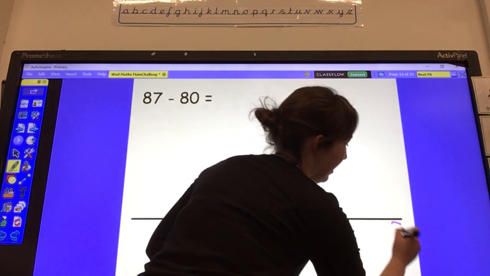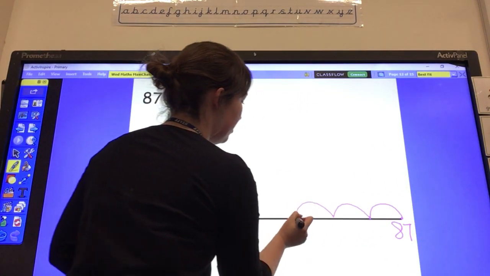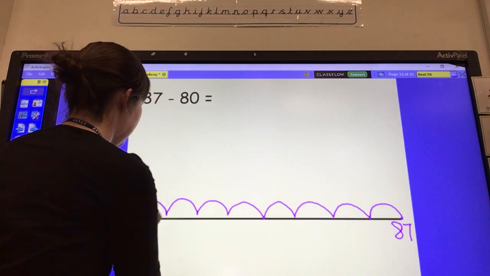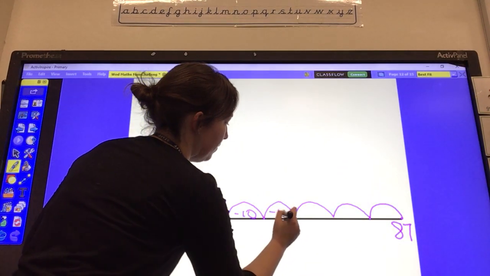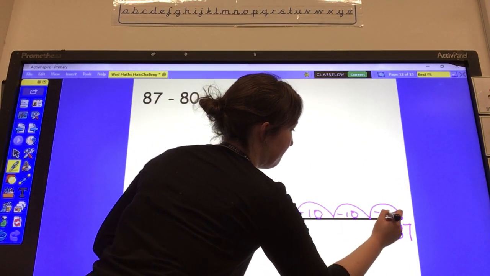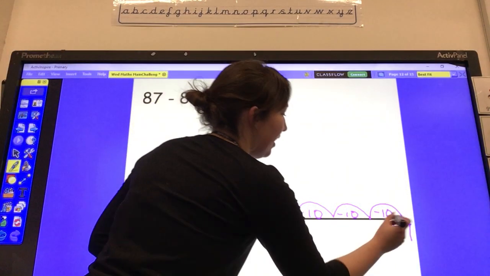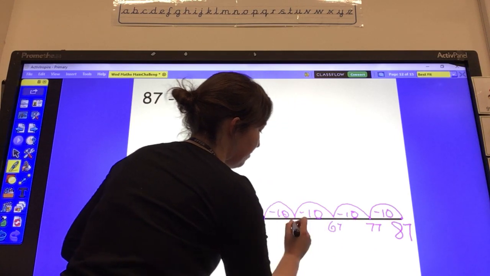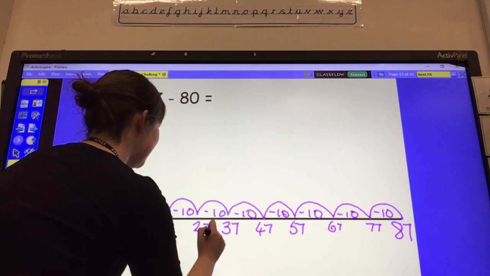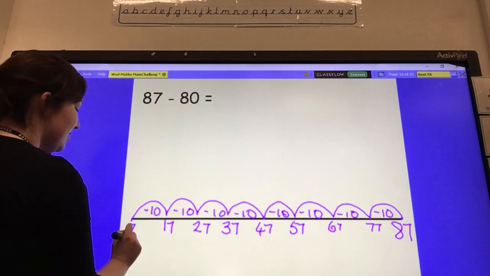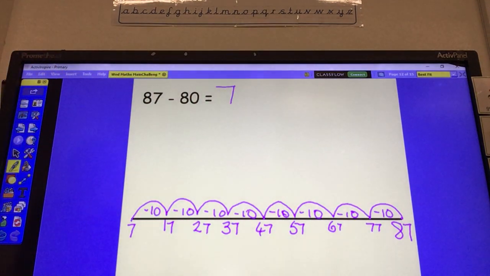Right, 87. And again, don't make your jumps too big, you will run out of space. 10, 20, 30, 40, 50, 60, 70, 80. I'm going to label all of the tens that I am subtracting. And then I'm going to mark on all of the numbers that I would land on if I'm counting back in tens. 87, 77, 67, 57, 47, 37, 27, 17, 7. So, well done if you correctly worked out the answer as 7.